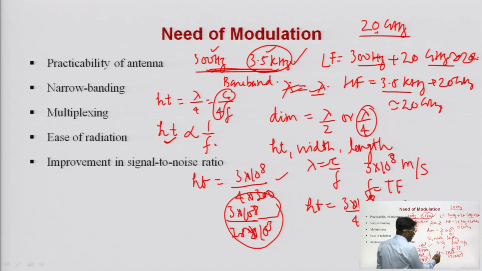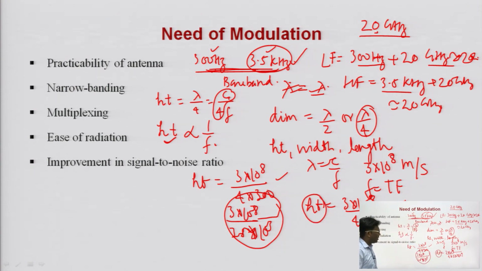So, the height of the antenna is somewhere around a millimeter, which is practically feasible. This is the reason why we need modulation for the size of the antenna. If we transmit our information without modulation, we require a large antenna, but if we transmit with modulation, then we require a very small size of antenna.